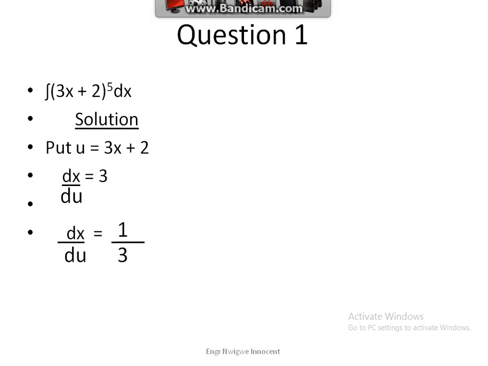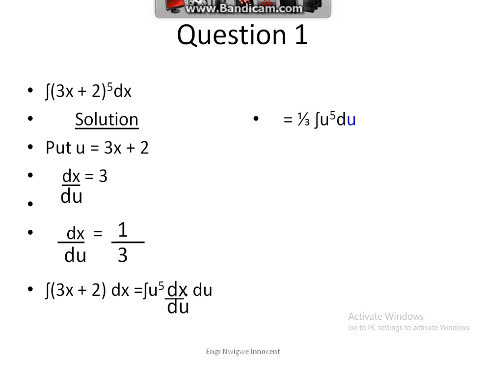Then if we now integrate (3x plus 2) dx, we now have the integration of u raised to power 5 dx over du, which is the same as, since we have gotten our dx over du to be 1 over 3, we now have the integration of u raised to power 5 du.